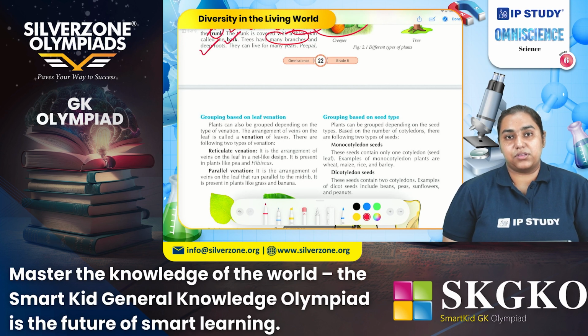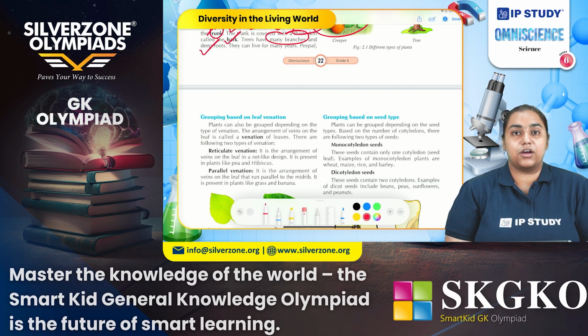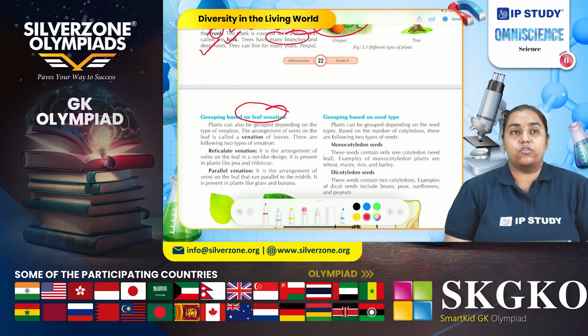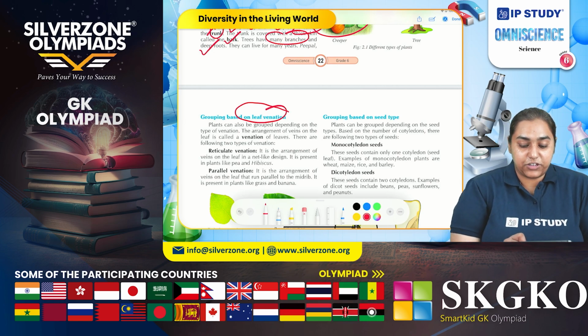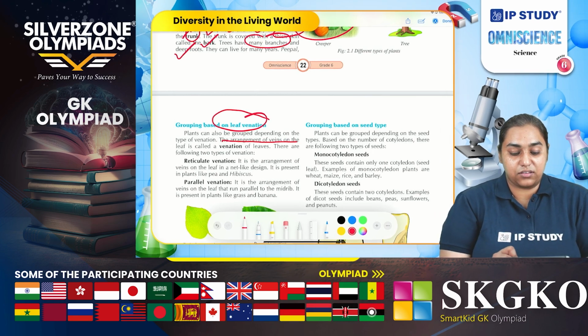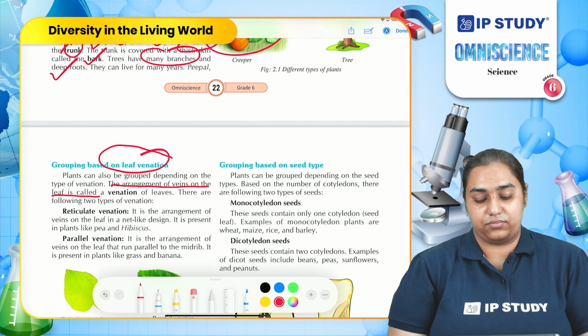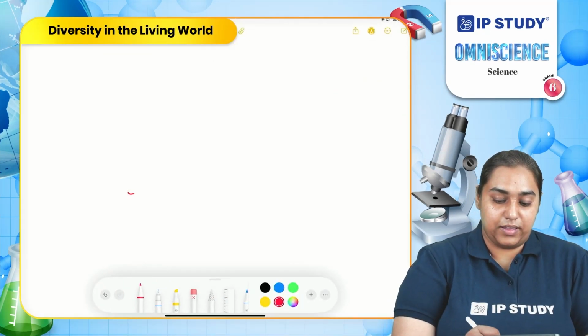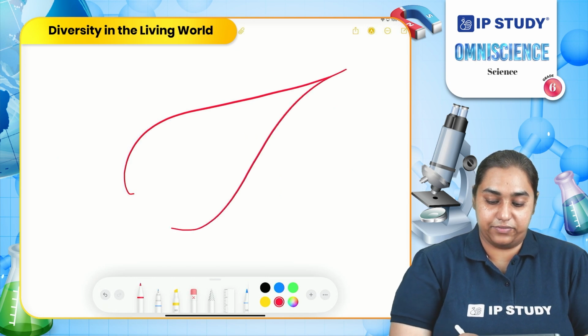Apart from stems, leaves can also help in grouping the plants based on the leaf venation. What is venation? Venation is the arrangement of veins on the leaf. Let me show you what is venation. This is a leaf.